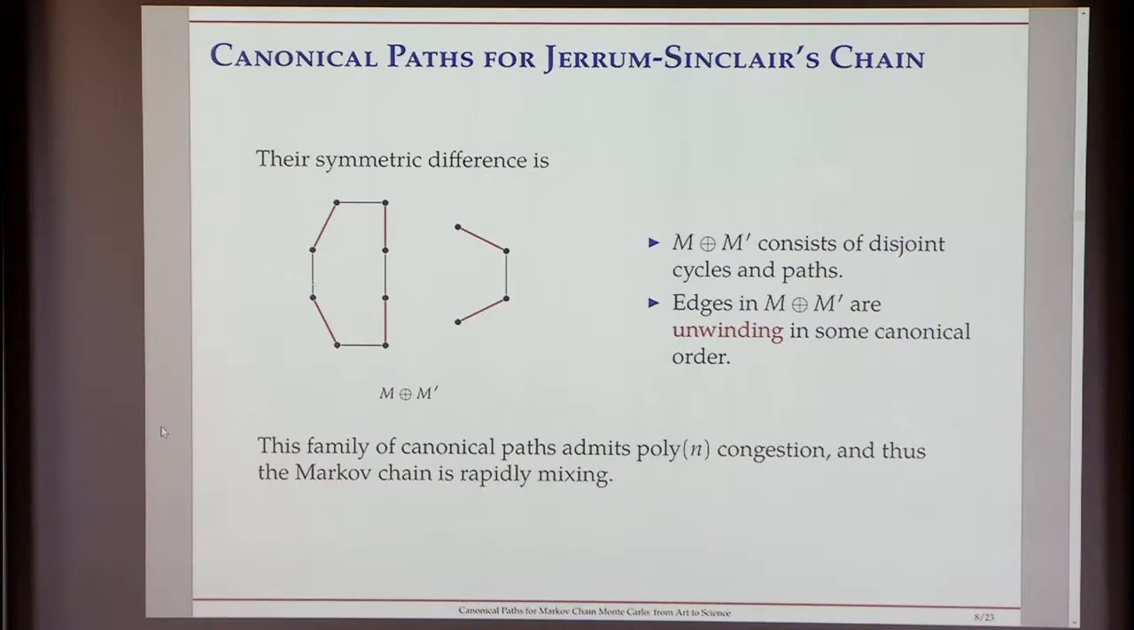And in fact, in this way, we can define a canonical path connecting every pair of matchings. And in fact, this canonical path has a very low congestion. I'm not going to give a detailed analysis of this congestion, but the fact is this is a very good canonical path. So we just want to generalize this to some other problems.